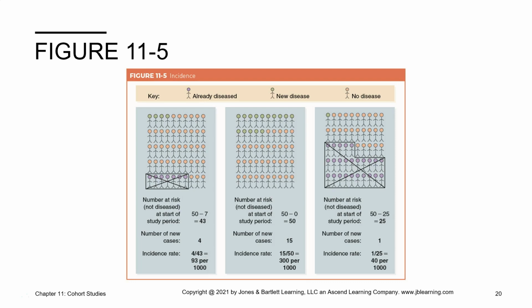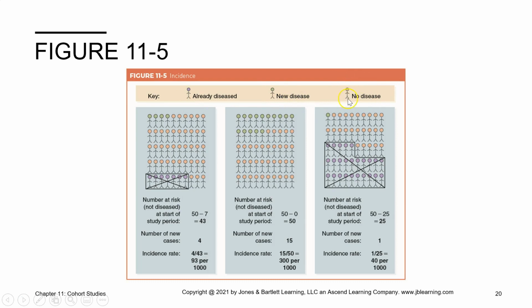So figure 11.5 goes over incidence and some different calculations here. And so here we have our purple people are those who are already diseased. Our green people are those with new disease.